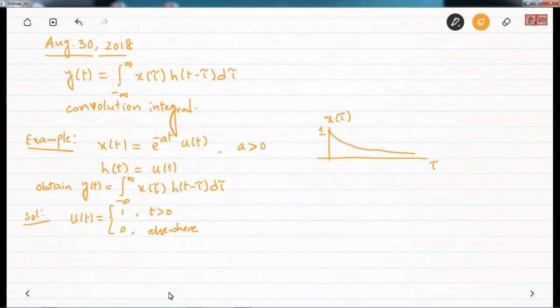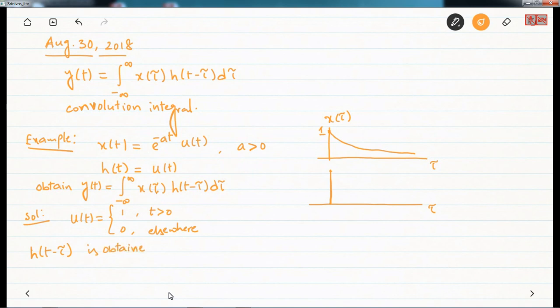X of tau is an exponentially decaying signal, and it looks something like this. Then your h of tau. See, here in this integral, tau is the independent variable. So we are writing x of t as x of tau. We are just changing the independent variable from t to tau. And similarly, we have got x of tau in this integral, and we need to get h of t minus tau.